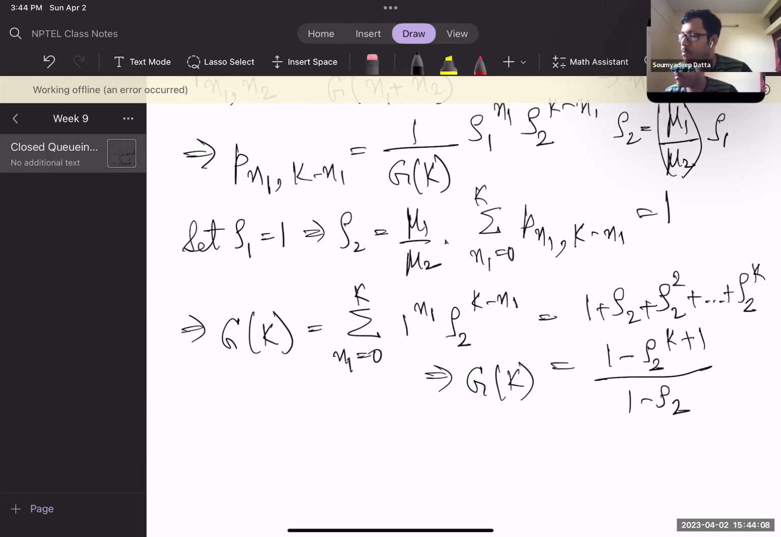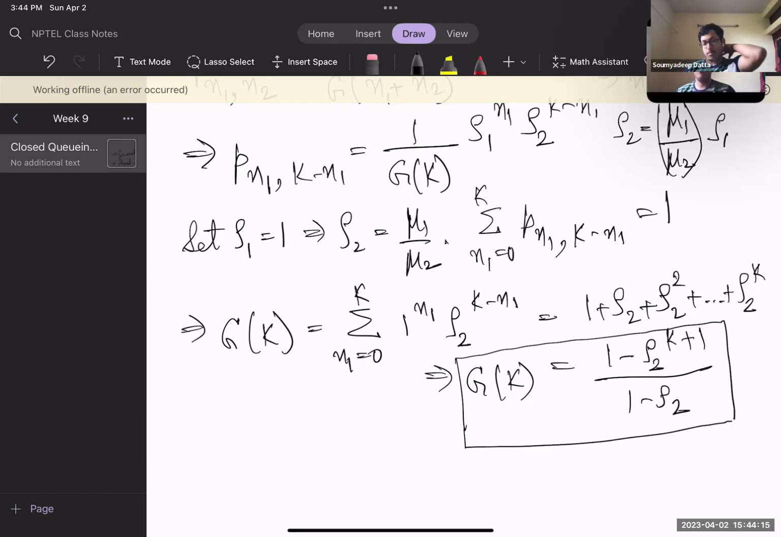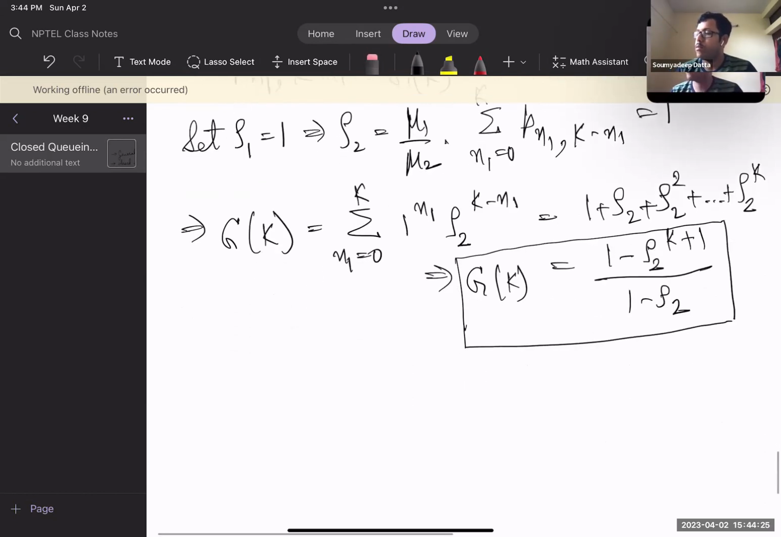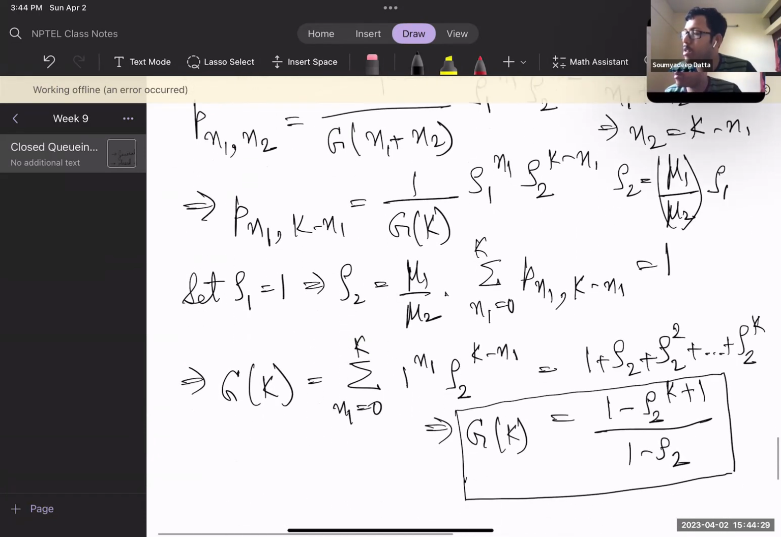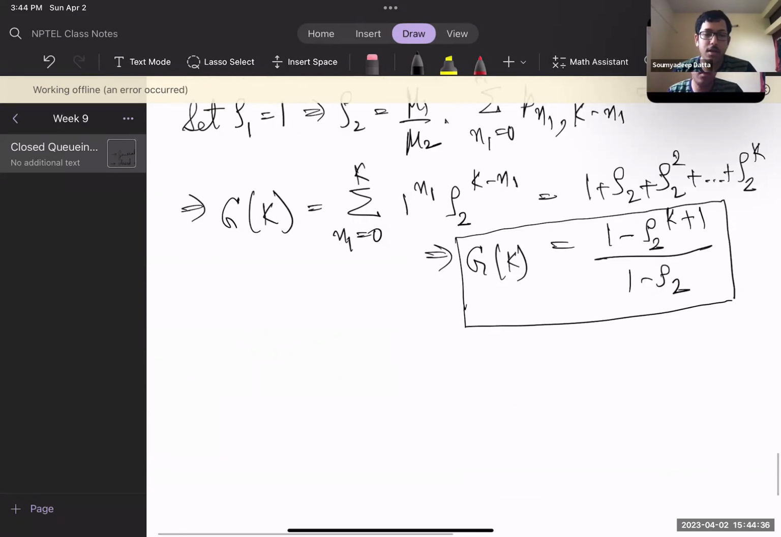for a cyclic queue with 2 nodes in general. So I wanted to derive this because we'll be needing this for various problems. Okay. So once we have g of k, we can put it in and solve for all of the state probabilities. That's all we need.